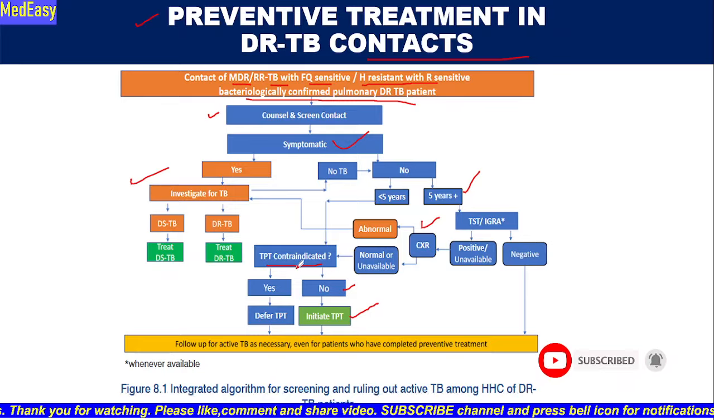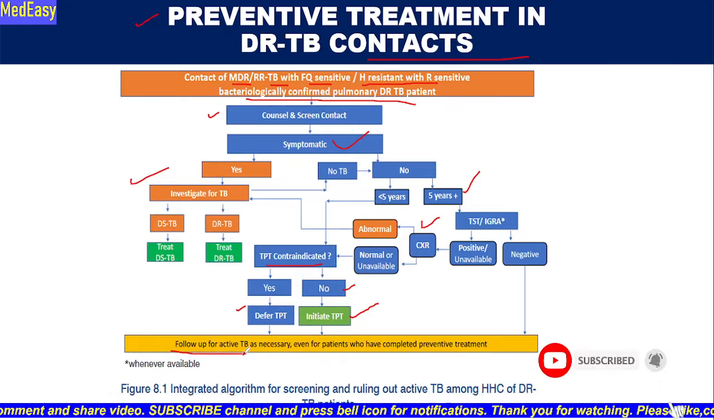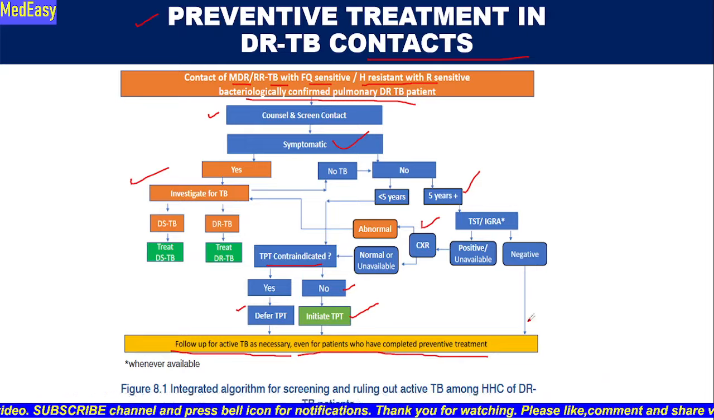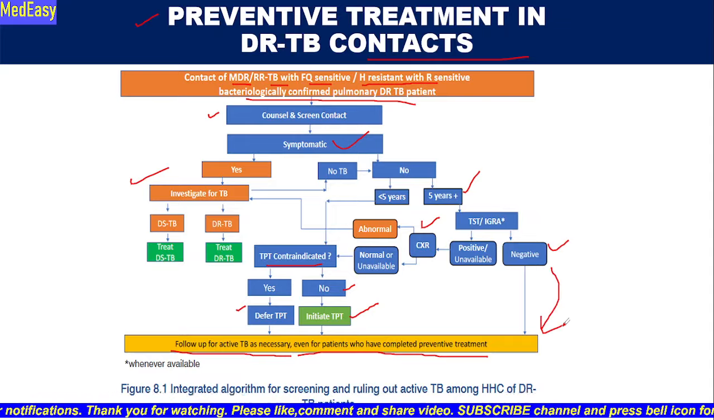And if TPT is contraindicated, then we will defer TPT for this patient, obviously with a reason. But all these patients have follow-up for active TB as necessary, even the patients who have completed preventive therapy. Another situation is if the household contacts are more than 5 years and their TST or IGRA test is negative, in that case we will have regular follow-up for any symptoms.